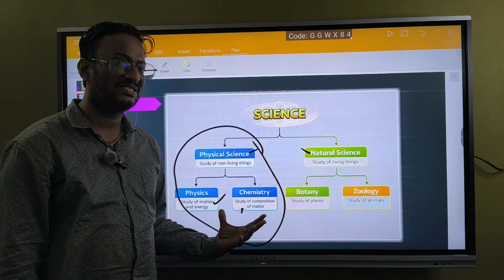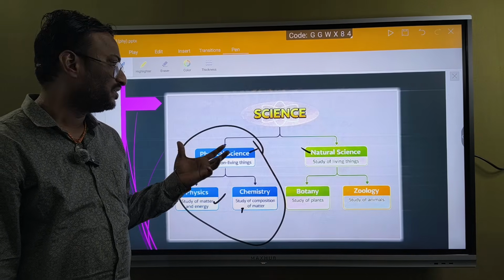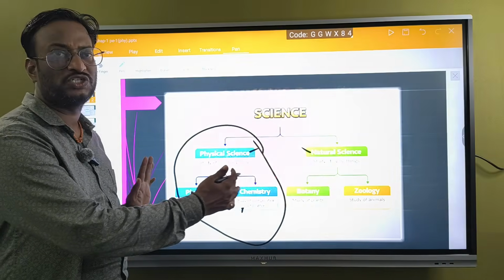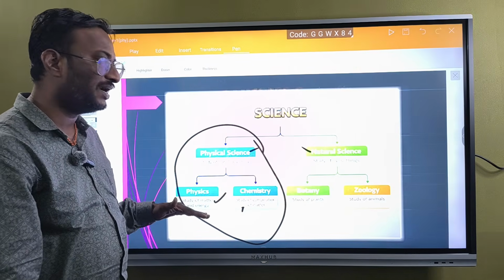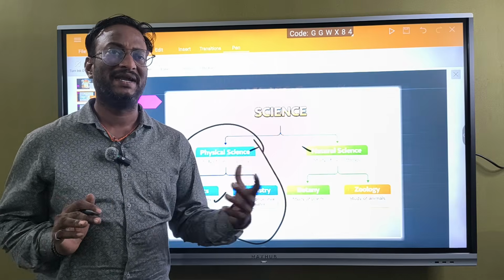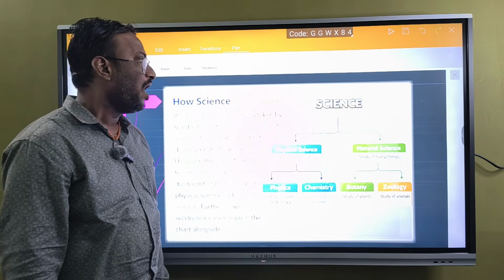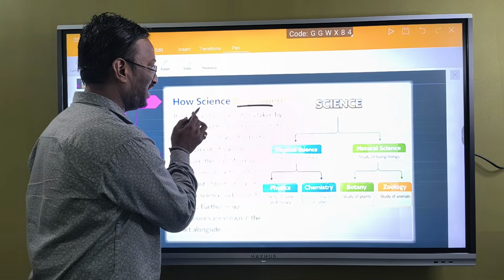From 6th class, children, physical science has been divided into two streams separately: one is physics and the other is chemistry. We are going to teach both the things in detail. Okay, see the next topic, how science has been developed.